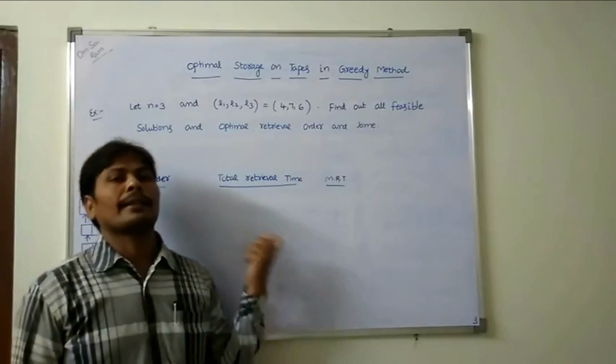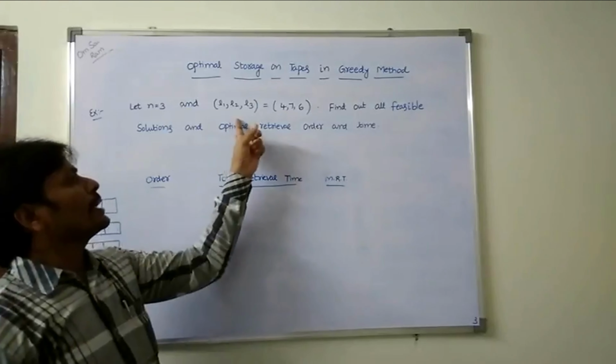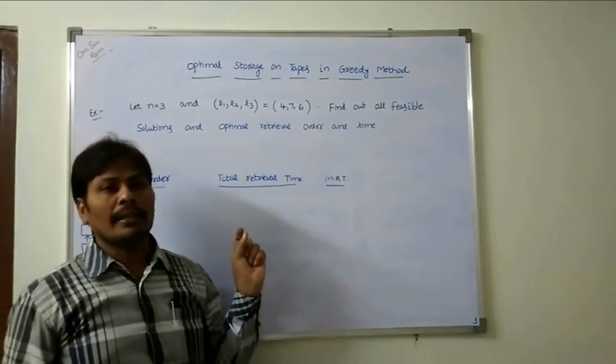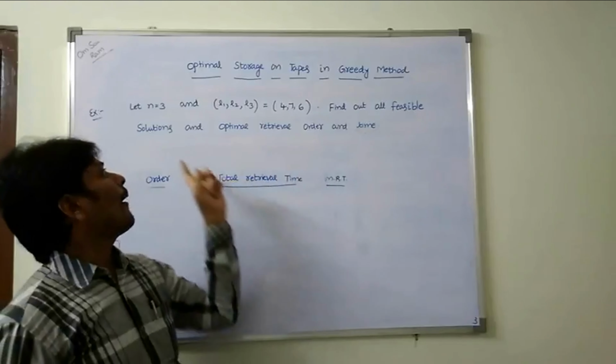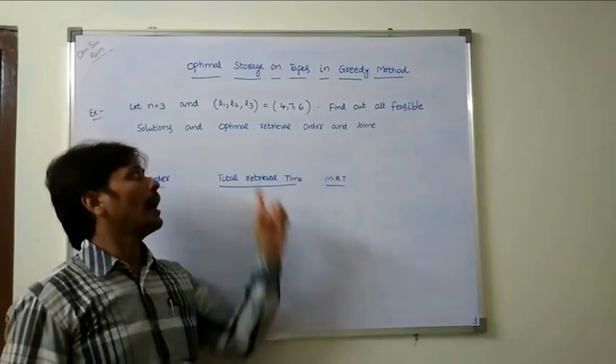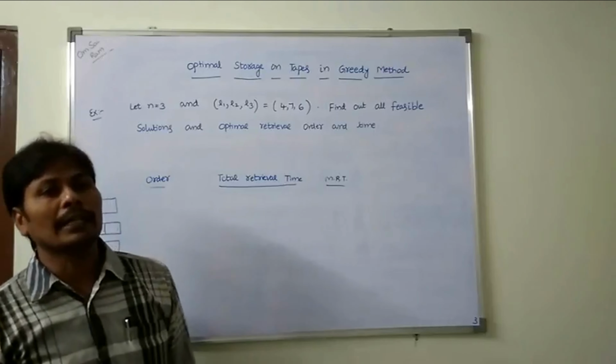So next, another example problem. N is equal to 3 and L1, L2, L3 is 4, 7, 6. Find out all feasible solutions and the optimal retrieval order and optimal retrieval time.